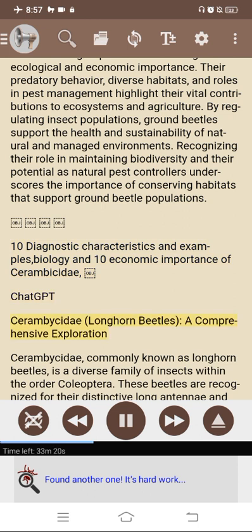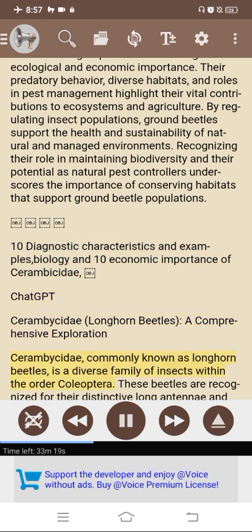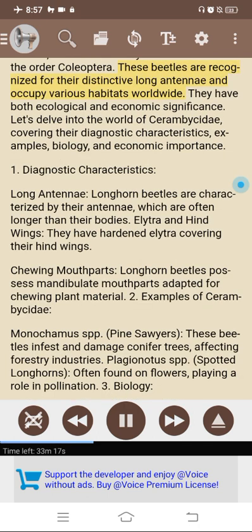Cerambycidae, longhorn beetles, a comprehensive exploration. Cerambycidae, commonly known as longhorn beetles, is a diverse family of insects within the order Coleoptera. These beetles are recognized for their distinctive long antennae and occupy various habitats worldwide. They have both ecological and economic significance. Let's delve into the world of Cerambycidae, covering their diagnostic characteristics, examples, biology, and economic importance.